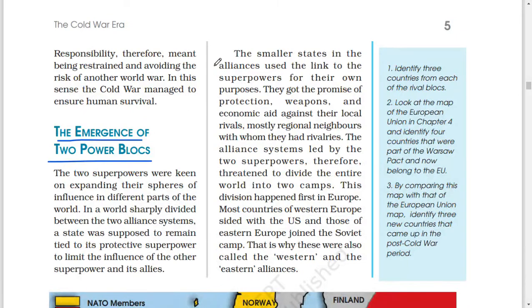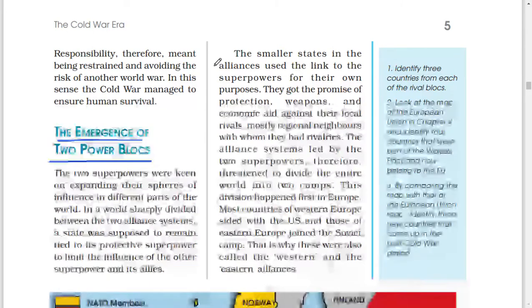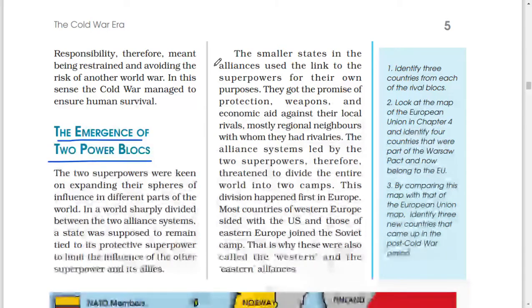The smaller states in the alliance used the link to the superpower for their own purposes. They got the promise of protection, weapons, and economic aid against their local rivals, mostly regional neighbors, with whom they had rivalries. The alliance systems led by the two superpowers therefore threatened to divide the entire world into two camps.